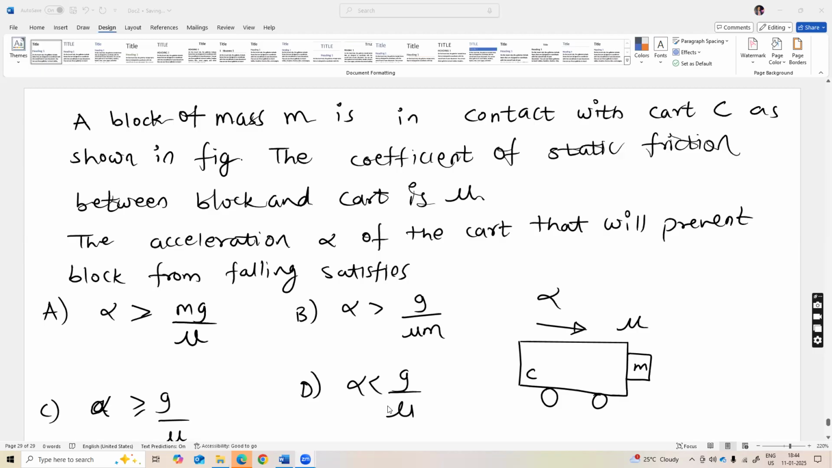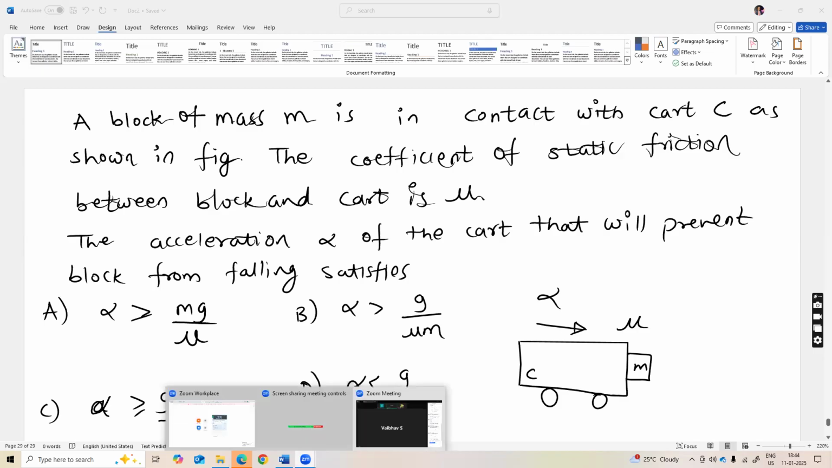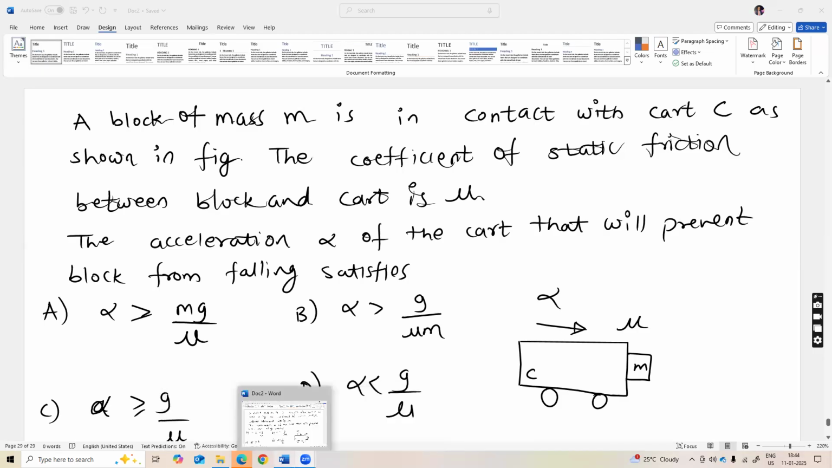So have you understood the question? Yes, sir, I have understood the question. Okay, can you try to solve it? Just take one or two minutes. Yes sir, my answer is option B. Okay, one second, then I will try to solve it.